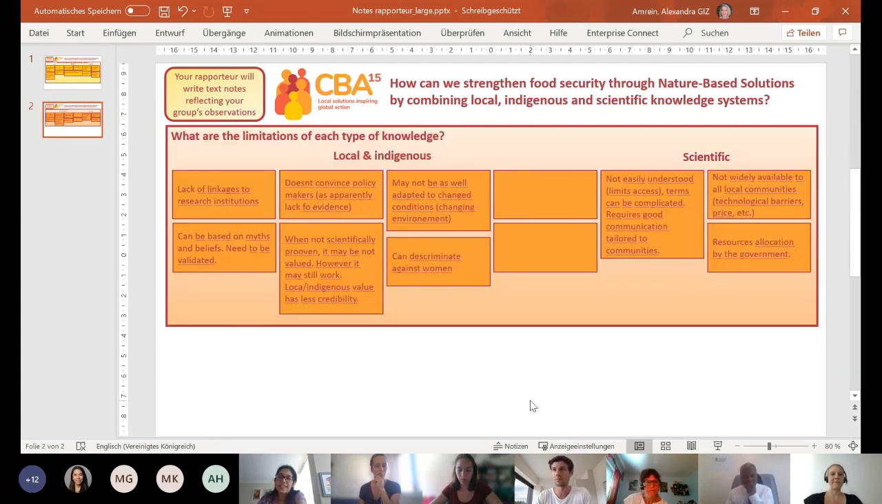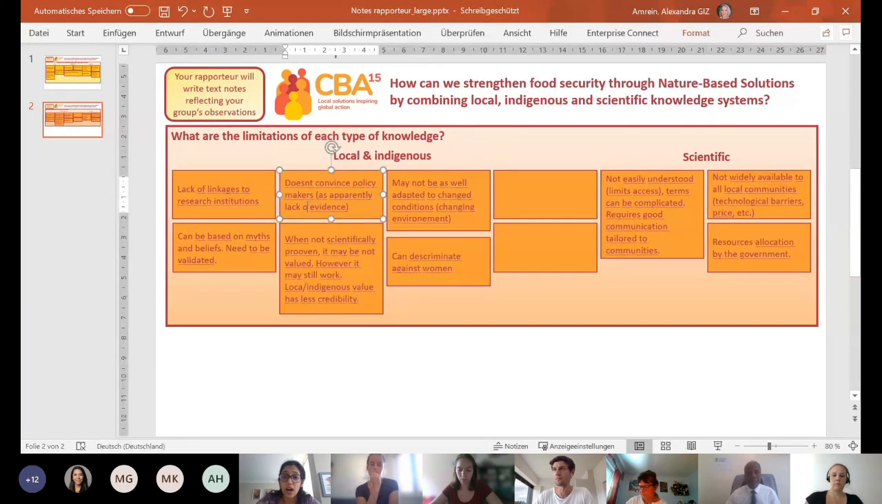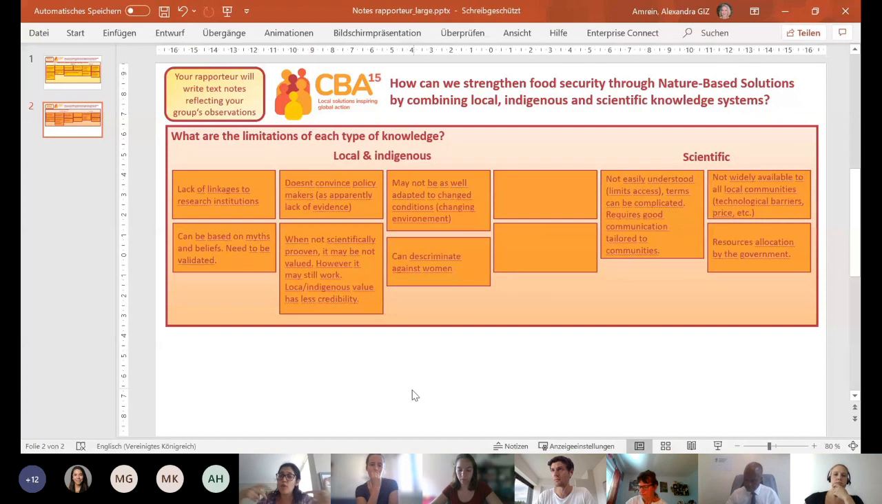Okay, so again, some of the limitations were mentioned, but in terms of local and indigenous knowledge, the limitation we looked at was the lack of collaboration or link to research institutions, both to document and preserve this knowledge or validate it, but also to know more about what's happening in the world outside and to be able to learn from and use the current technologies.